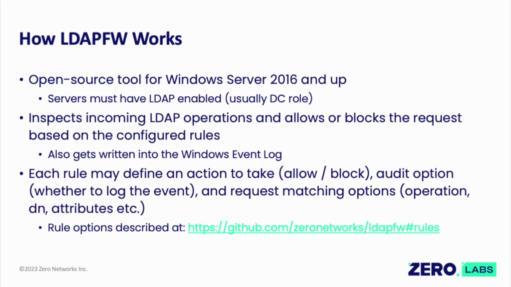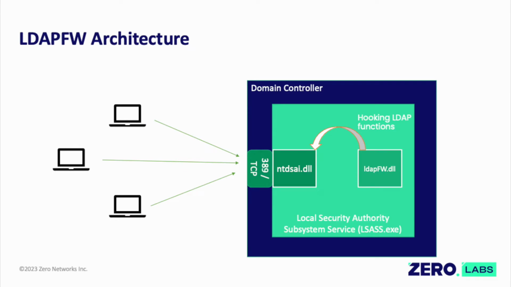Each rule may define whether to allow or block a request based on a set of criteria. For example, you can decide that only specific source IPs may perform add operations. The tool works by injecting the LDAP Firewall DLL into the LSASS process on the domain controllers. Once loaded, the DLL hooks the relevant functions in NTDSAI.dll, which is the module that handles LDAP requests on Windows servers. When an incoming LDAP request arrives, LDAP Firewall determines whether to pass it on or drop it based on the configured rules.